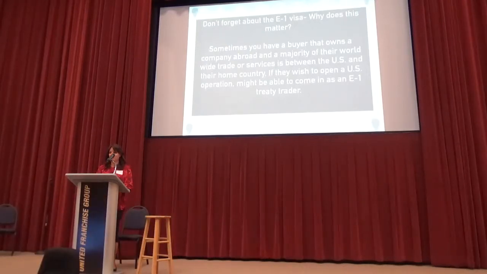So sometimes you have a buyer that owns a business abroad, and a majority of their worldwide trade or services is between the U.S. and their country. So keep that in mind. If someone says, I have a business abroad, I say, what kind of business? And let's hear a little bit about it. And if so, they might qualify for what's called an E1. So E1 is substantial trade or services with the U.S., open a U.S. entity, and must have an E1 treaty.